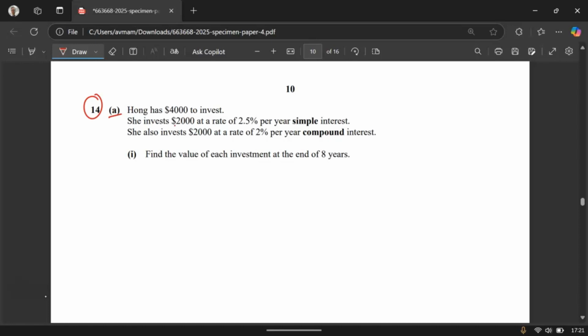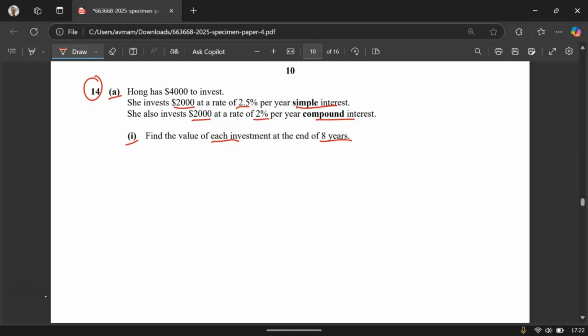She invests $2,000 at a rate of 2.5% per year simple interest. She also invests $2,000 at a rate of 2% per year compound interest. Part 1 says find the value of each investment at the end of 8 years.